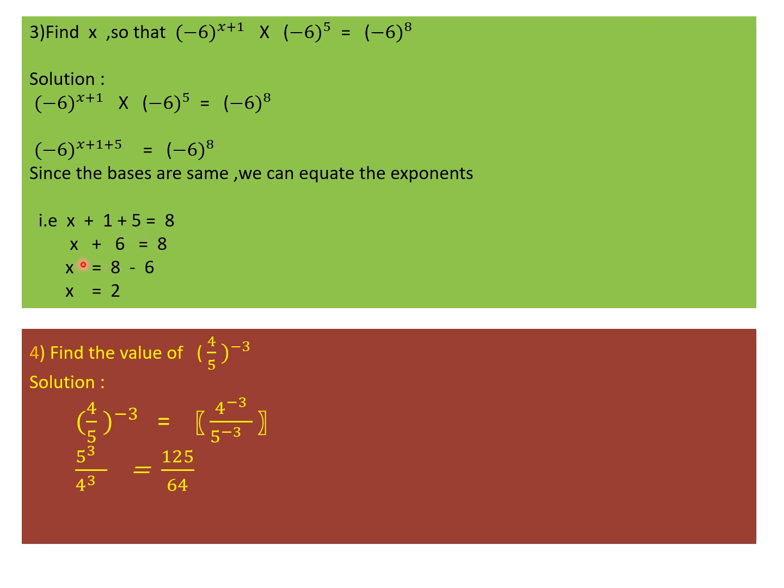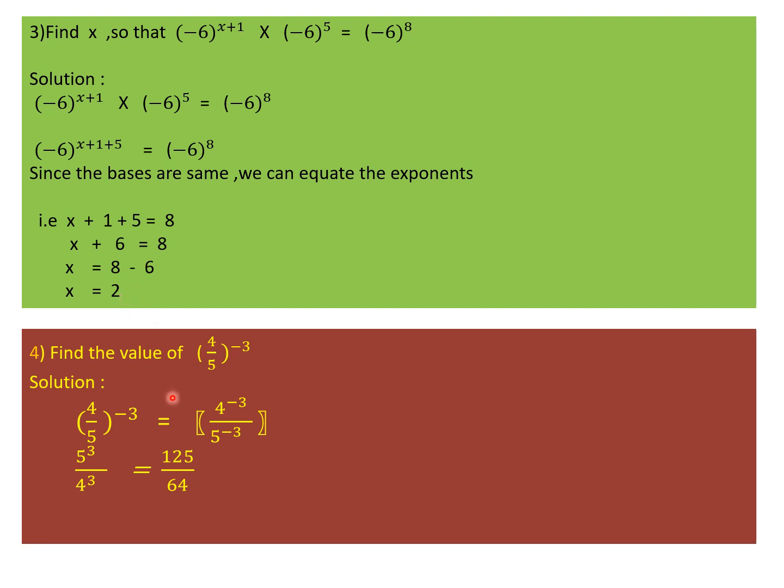Now we should use the algebraic expression form. We have the algebraic equation. How to find out the x value? x plus 6 is equal to 8, where x is equal to 8 minus 6. That is x is equal to 2. We got the value of x.